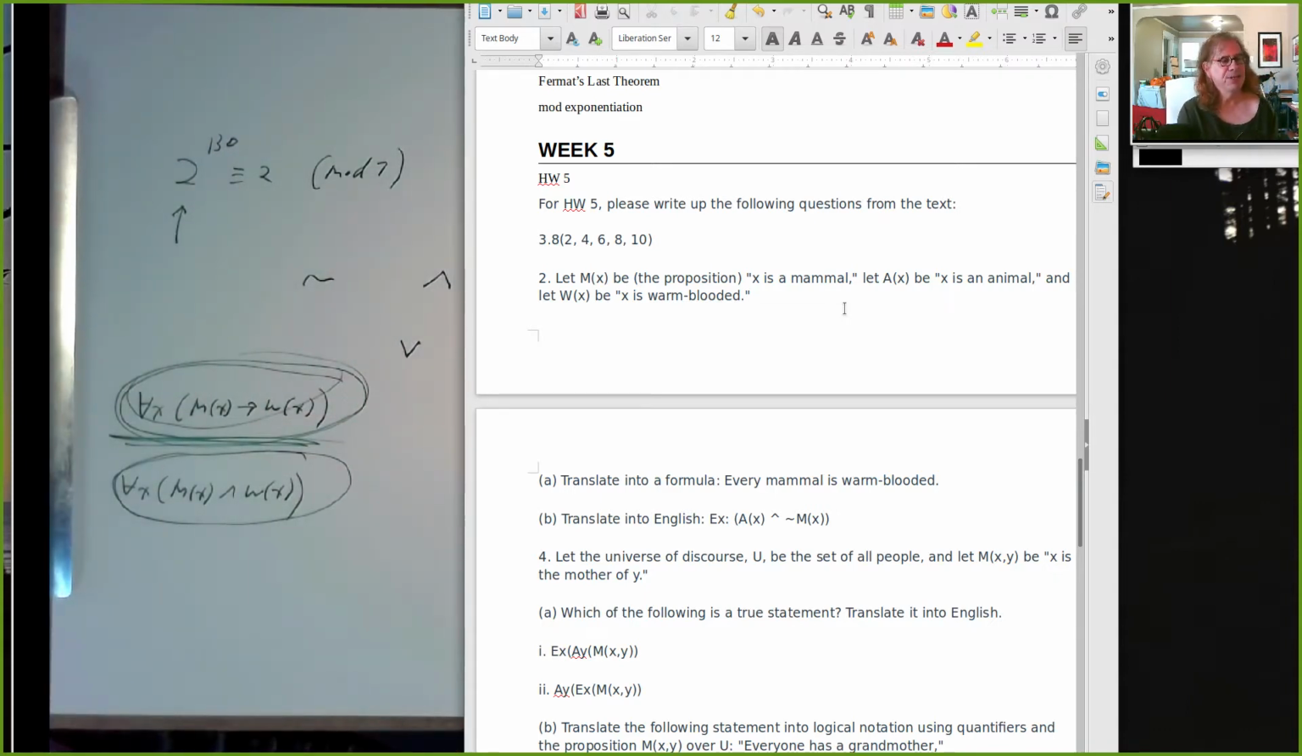And then for part E, which most people got translated into English, so this says, there exists a creature x such that x is an animal and x is not a mammal. Okay, so there exists something in the universe which is an animal but not a mammal. For example, a reptile or a fish.